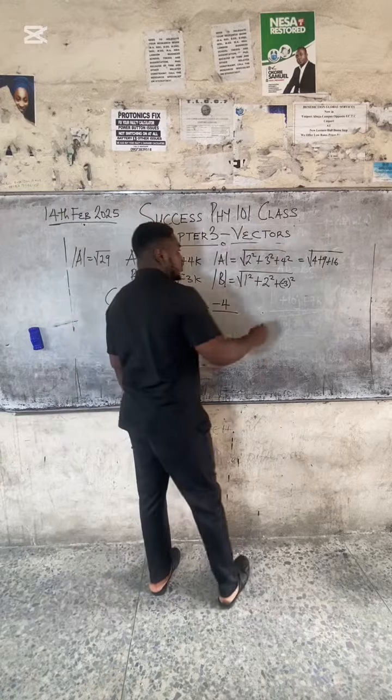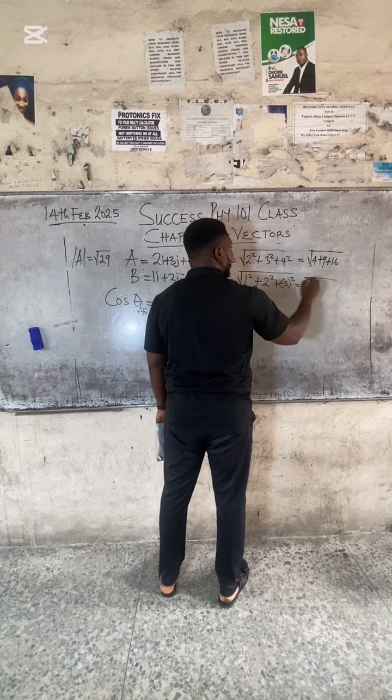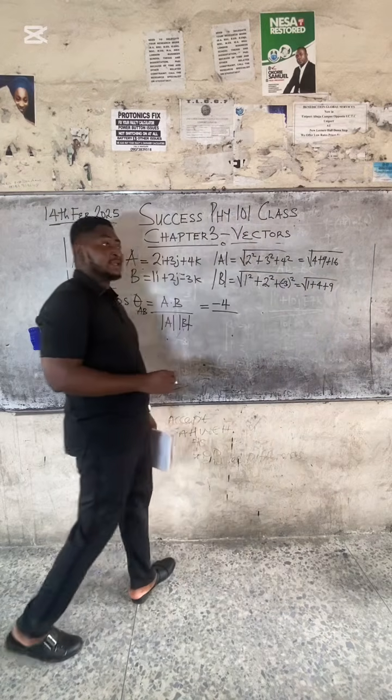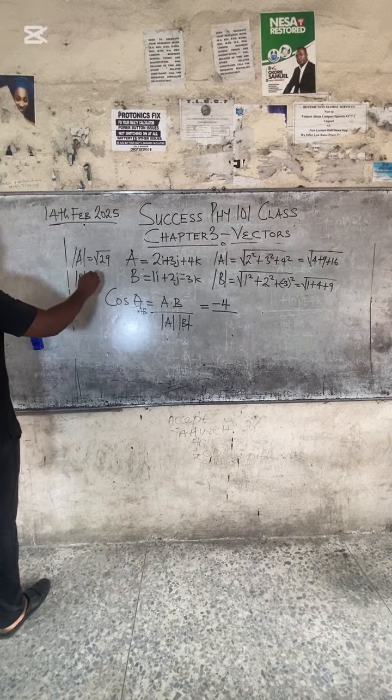And magnitude of B is square root. 1 square is 1 plus 2 square is 4. Minus 3 square is positive 9 because minus 3 and minus 3 is 9, right? 1 plus 4 is 5 plus 9 is 14, so root 14.